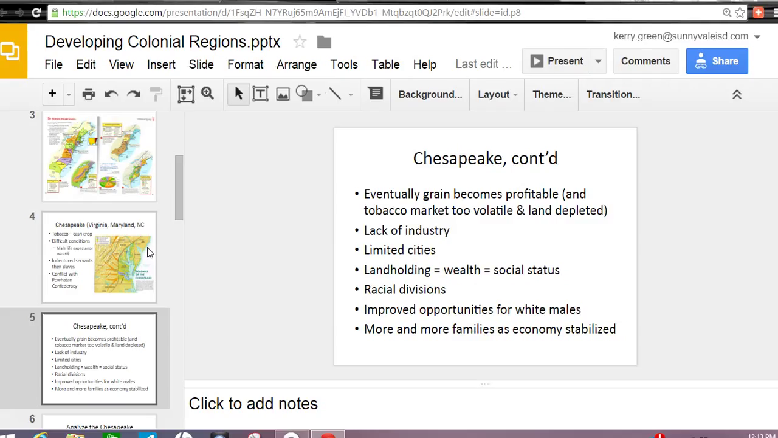So as the economy stabilizes away from tobacco production, and as the whole area stabilizes after Bacon's Rebellion, you have more and more families coming in. You have more women from England. And so the region really settles down from that very chaotic period that happened from 1607 all the way up to roughly 1688. So you've got that whole, this is a much better place to live. And again, don't forget that this is true for blacks as well as for whites.